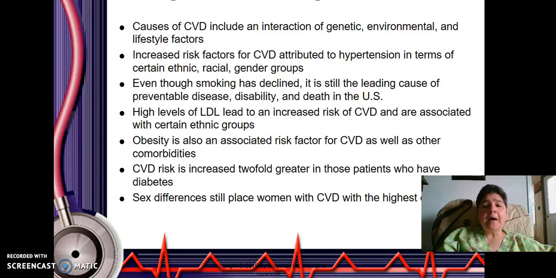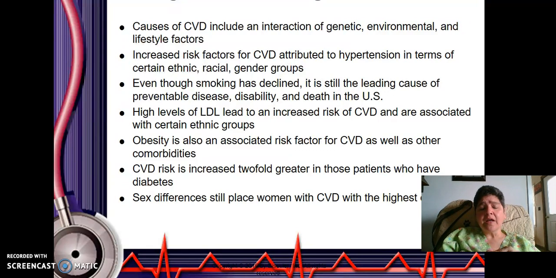Culture and genetics. We can have some cultural, racial or ethnic considerations that might put people at a higher risk for cardiovascular disease. The same with family history and genetics. Those who might be more apt to get hypertension could be certain ethnic groups, racial groups, genders. Smoking has declined, but it still can increase our risk of cardiovascular system disease and disability and even death. High levels of LDL.